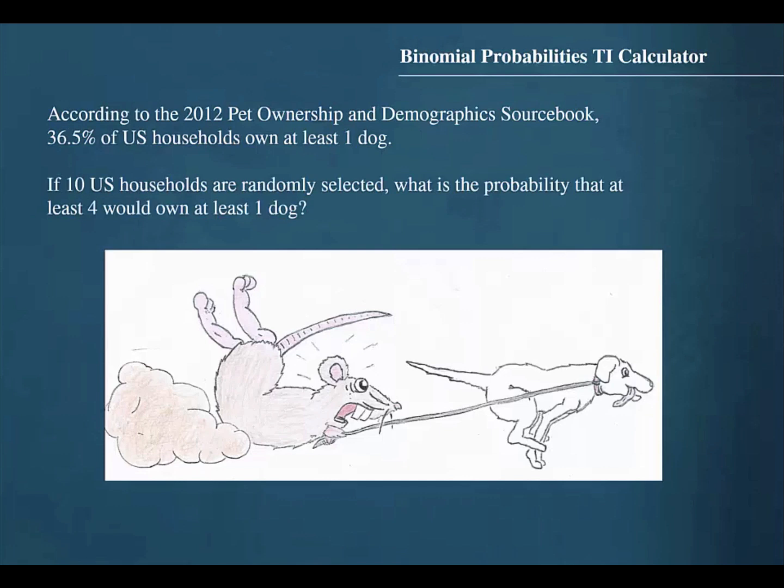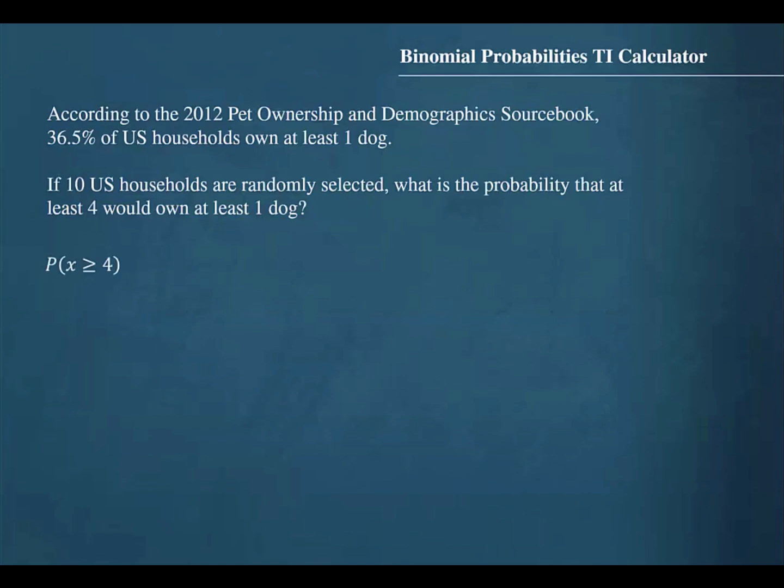If 10 U.S. households are randomly selected, what is the probability that at least 4 households would own at least one dog? The probability that at least 4 would own at least one dog can be written in probability notation as the probability that x would be greater than or equal to 4. Since this is a discrete random variable, we can find this probability by subtracting the probability that x would be less than or equal to 3 from 1.